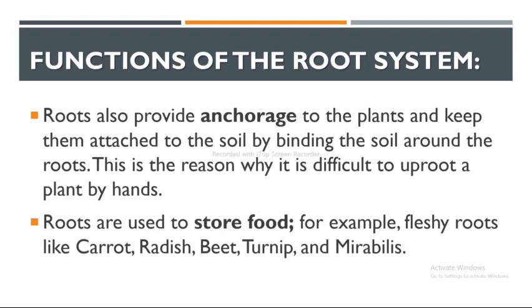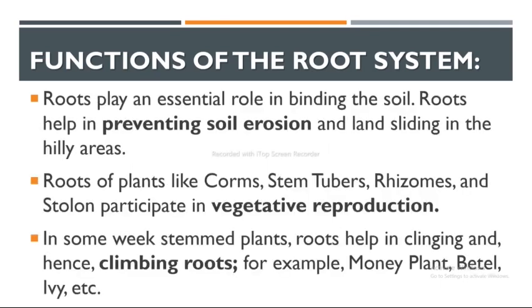Roots also provide anchorage to the plants and keep them attached to the soil by binding the soil around the roots. This is the reason why it is difficult to uproot a plant by hand. Roots are also used to store food. For example, the fleshy roots like carrot, radish, beet, turnip, and mirabilis. Roots also play an essential role in binding the soil, so the roots help in preventing soil erosion and landslides in hilly areas.